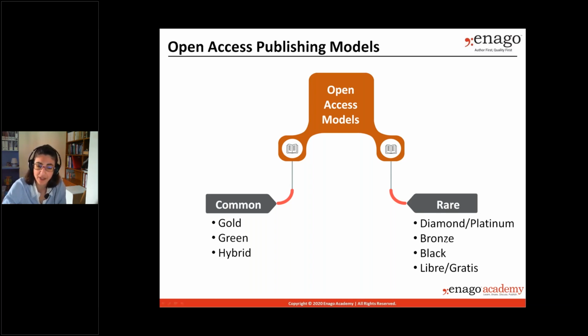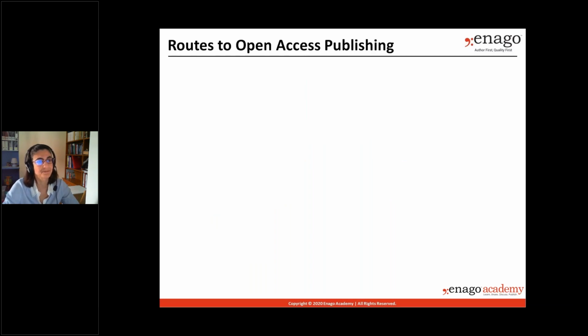Then you have the rare categories such as diamond, platinum, bronze, and black. The black is the case where you have the illegal availability of open access versions of the publications, and the gratis is worth making a note of because this is the case where the publisher has in their budget the funds in order to cover the cost for open access so that the authors do not have to pay for the manuscripts to become open access.